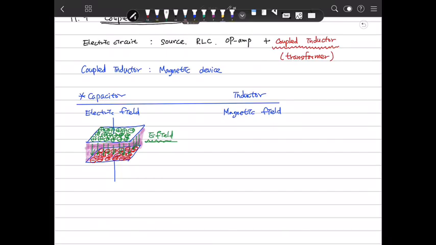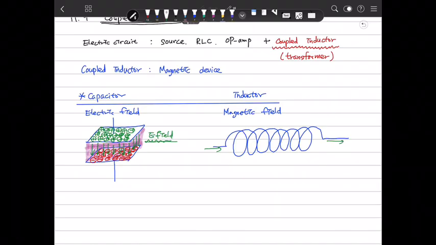And in the inductor case, there are some wires in the core like that, and the coil is connected in this way. Then current flows through these coils. Because of this coil, some magnetic field is stored here, here, here, here, here, in the same way. So totally the field is stored in this way here.